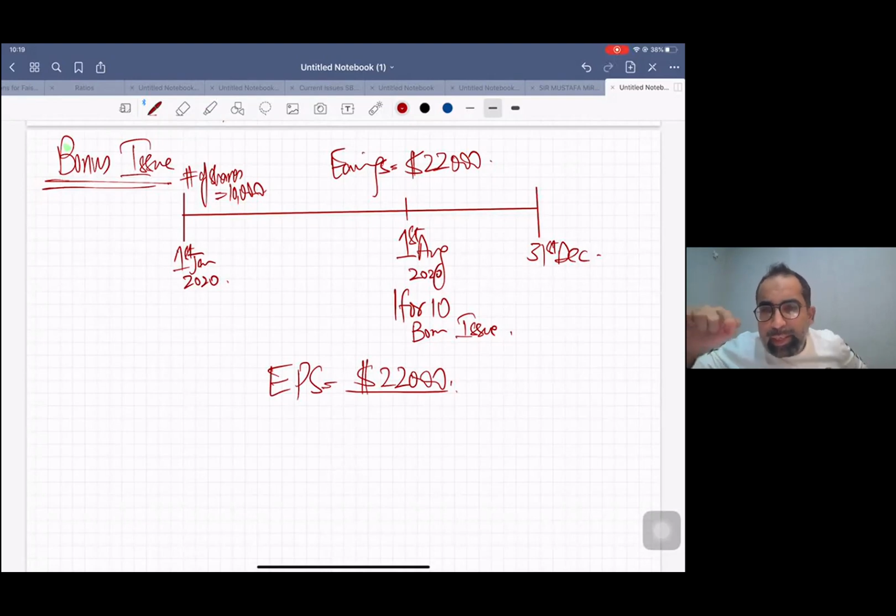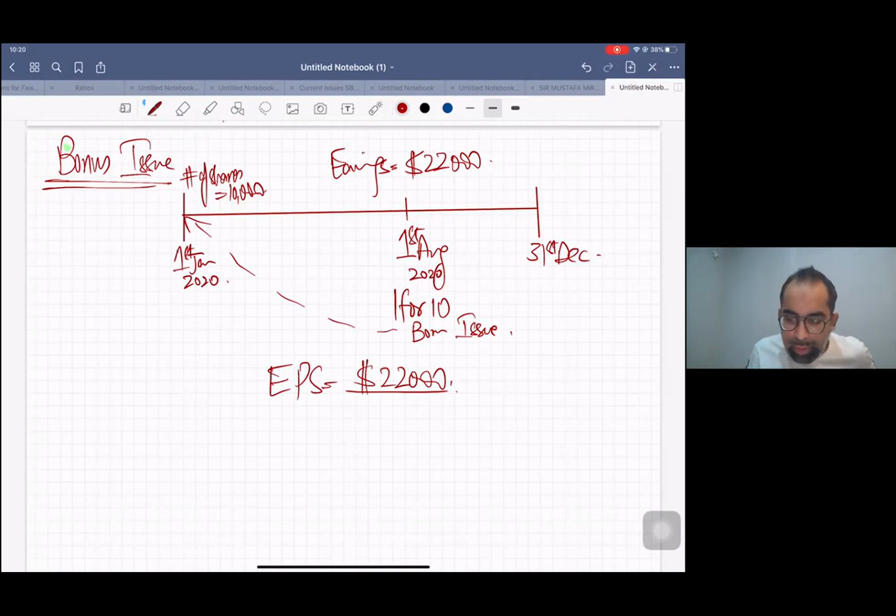And in that case, it will be included only from the date the new shares are issued, if this were a full market price issue. But as it's a bonus issue, it's a free issue. Its objective is to create dilution. It decreases your EPS. So always remember that bonus issues are always adjusted from the beginning of the year.